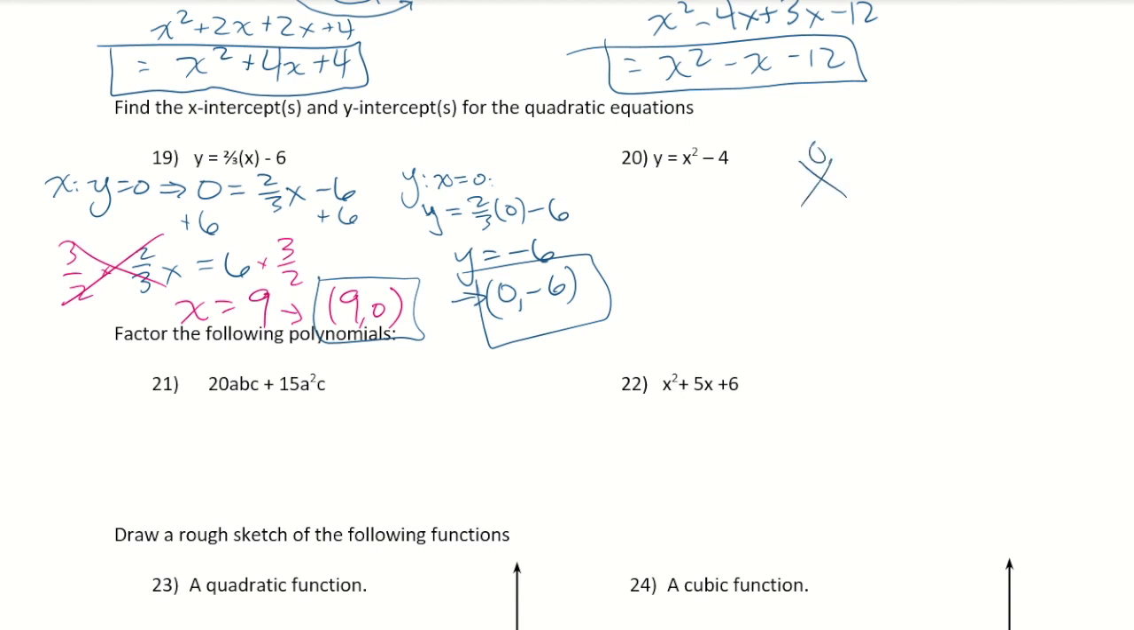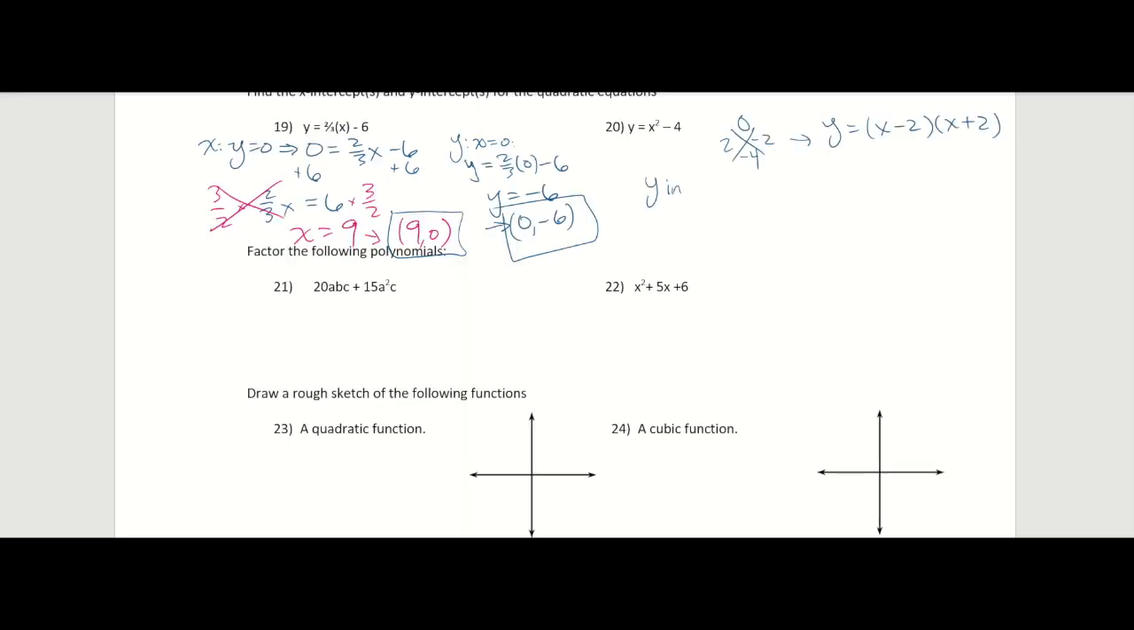Okay, similarly, we see it's x squared, so that means we're going to have to factor it. And also this tells us there's going to be 2 x-intercepts. So you have x minus 2 times x plus 2 is equal to y, and then we can say that the y-intercept is when x equals 0. So then y equals 0 minus 2 times 0 plus 2, that's -4. And you can see that from the original equation before we factored it, a little easier probably.